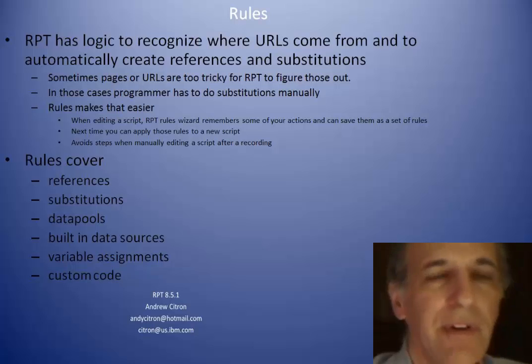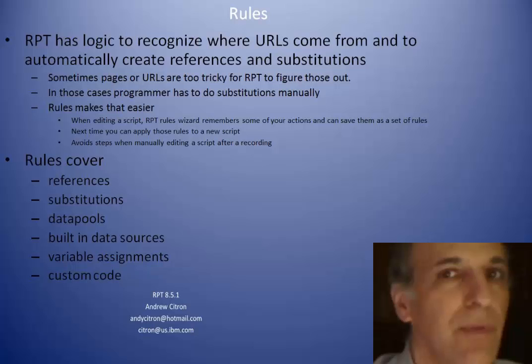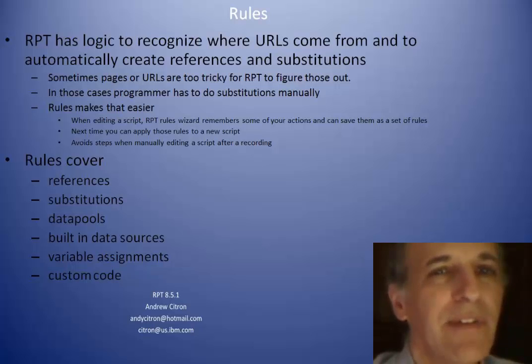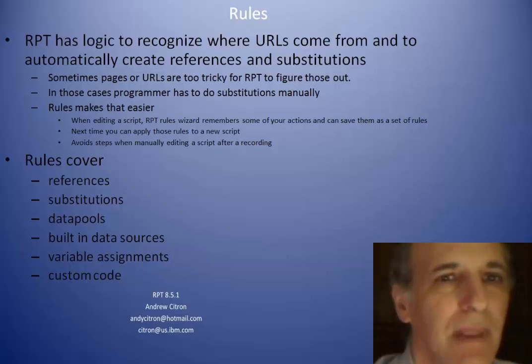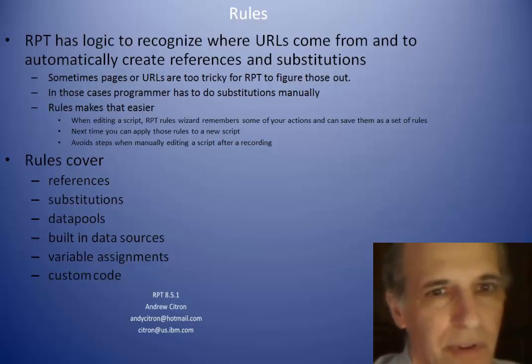The idea is that if you're in development, you get new versions of your software under test almost every week, and the systems can change. If they do change, you might find yourself in a situation where your old recordings and your old scripts don't work anymore. So you have to re-record them, which can be a fairly slow process. Rules avoid steps that are required from manually editing a script after a recording. Rules cover references, substitutions, data pools, built-in data sources, variable assignments, and custom code. And we'll look at some of those.